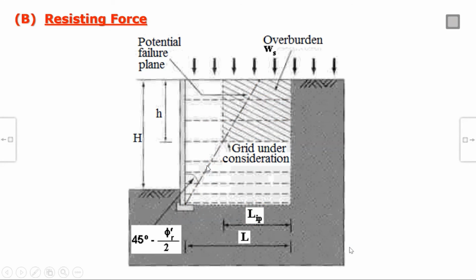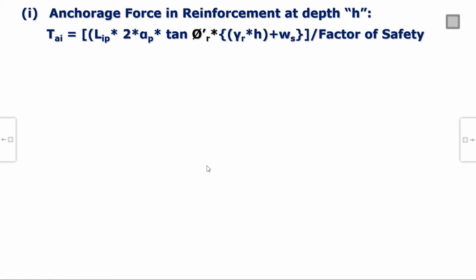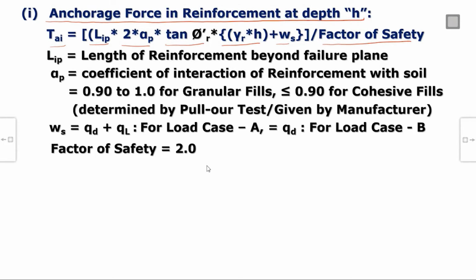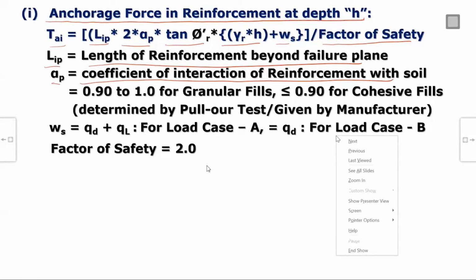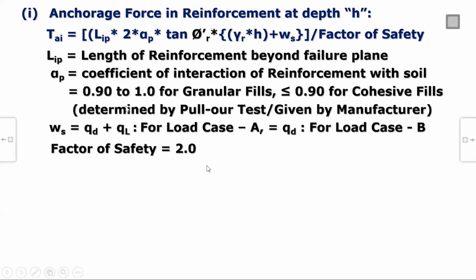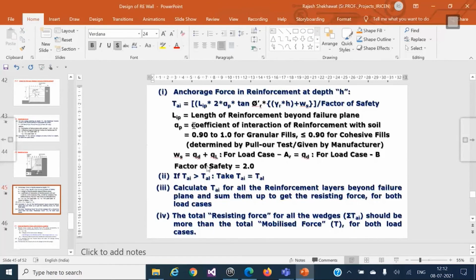Now for the resisting force, the anchorage force in any reinforcement which is at depth h is given by this formula: TAI is equal to LIP times 2 times alpha P tan phi dash R multiplied by (gamma R into H plus WS), divided by factor of safety. And what are these things? LIP is the length of reinforcement beyond the failure plane, as I have shown you, which is giving you anchorage. Alpha P is the coefficient of interaction of reinforcement with soil. Basically it is friction.